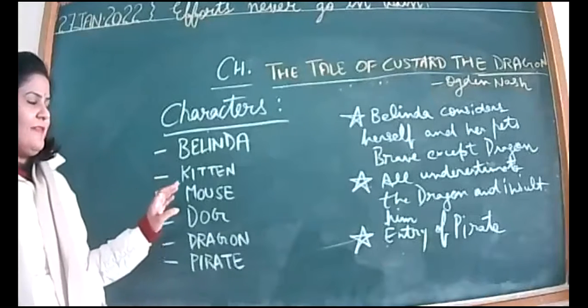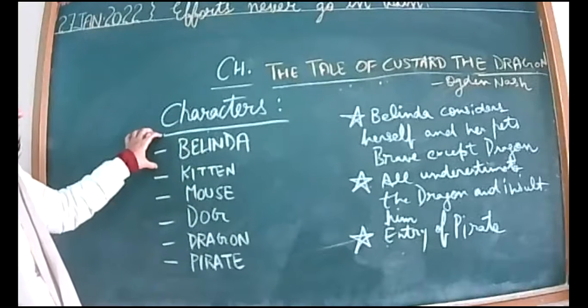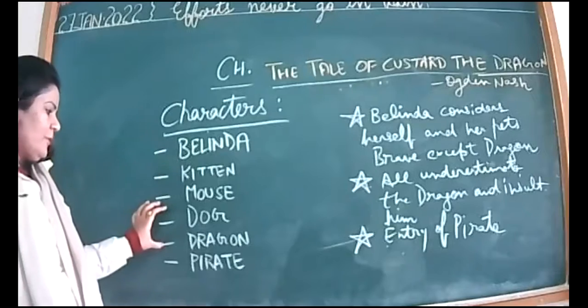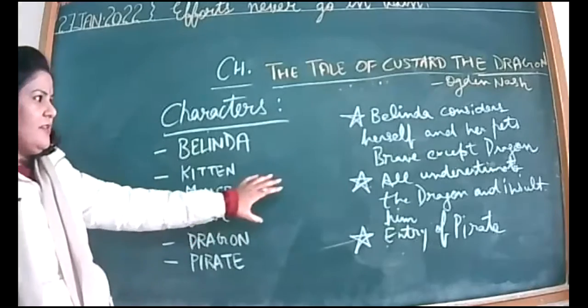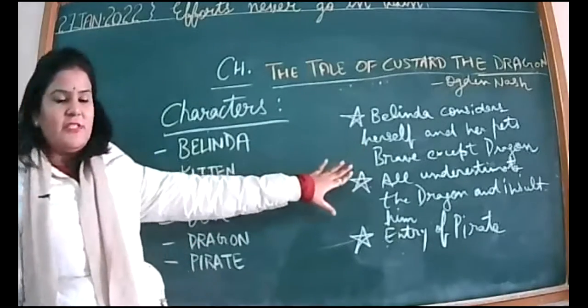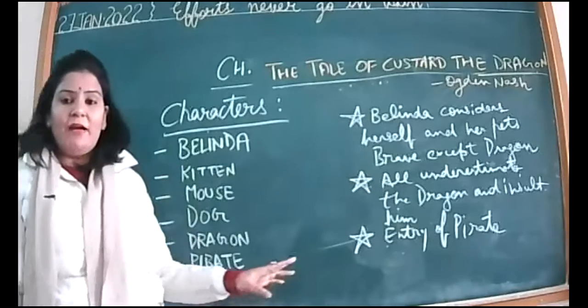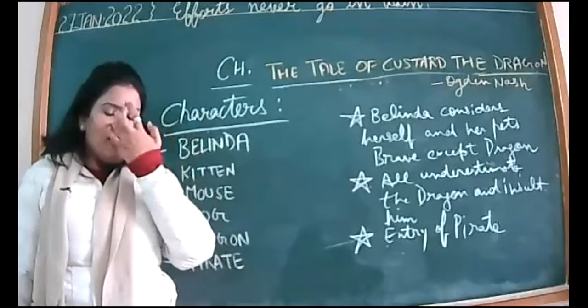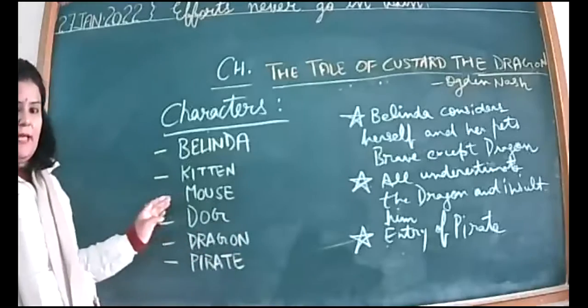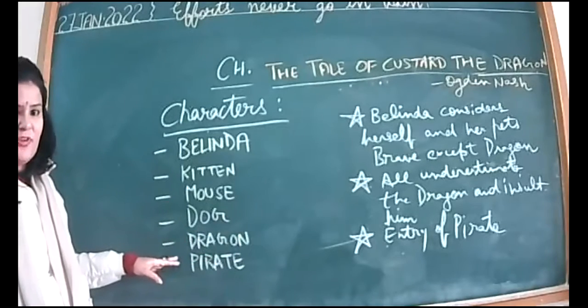And in this poem, we have the story of this little girl, Belinda, who has four pets. She considers herself brave and courageous, and she calls the other pets, kitten, mouse, and dog, brave also. They all have high airs about themselves, that there is no one like us, fine? And they start underestimating the dragon.